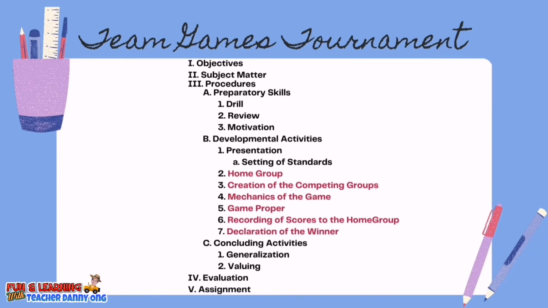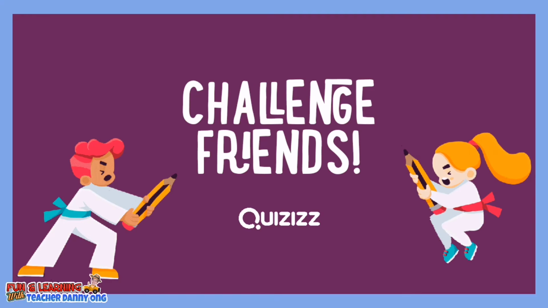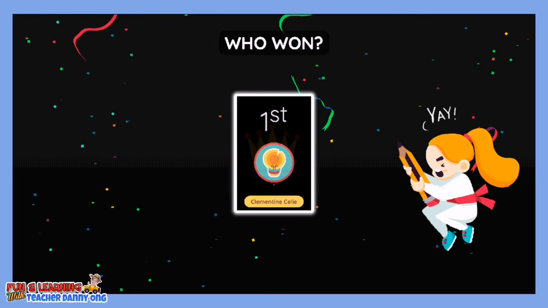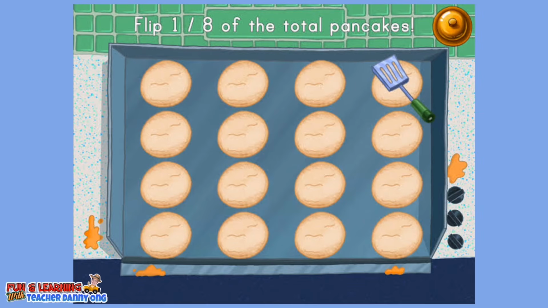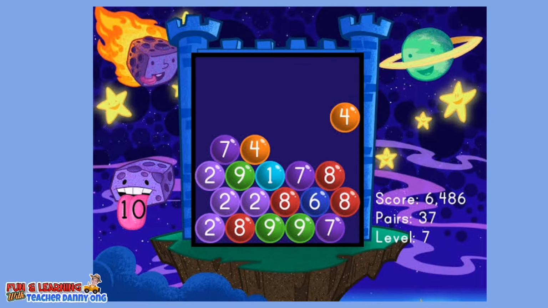Now take note also that in the concluding activities, application is removed, because this strategy might take time since this activity is full of fun and learning. There are also many available online tools that will help you formulate Team Games Tournament in your class, such as Quizzes, Sight Words Hopper, Flipping Pancakes Fraction, Blending Sound Spelling, Bubble Buster, and a lot more.